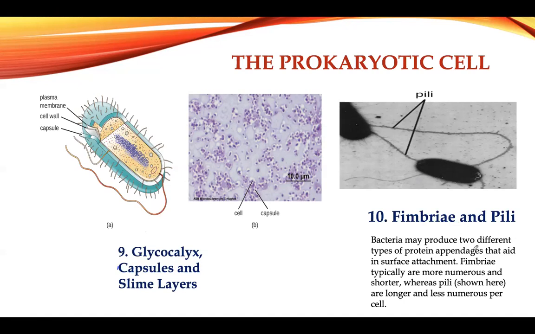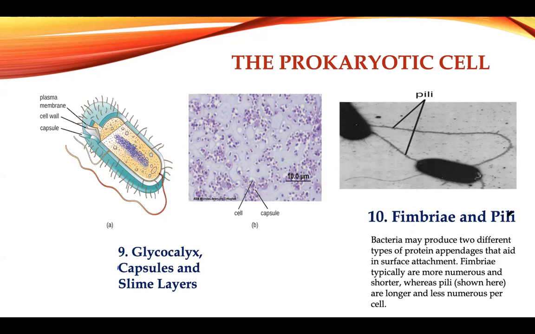Fimbriae and pili, they are the outermost appendages actually. Both almost look similar. Both are hair-like structures, but fimbriae are short in length. Pili are long, slender hair-like structures. Both are adhesive organs for the prokaryotic cell. They help the prokaryotic cell to be attached on any surface, solid surface. And at the same time, they are the virulent factor, pathogenic factor for that prokaryote.